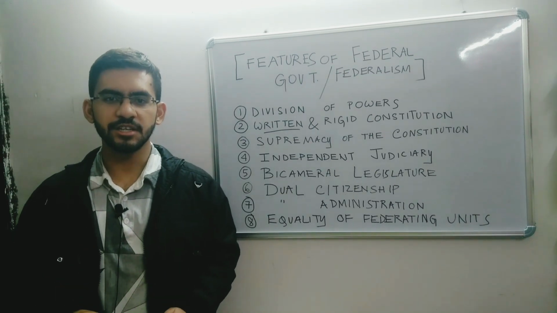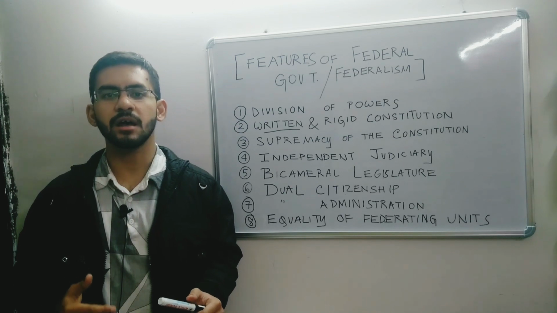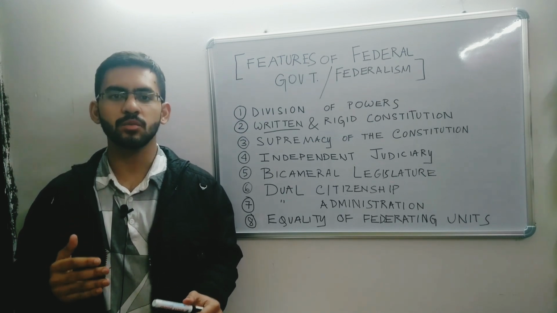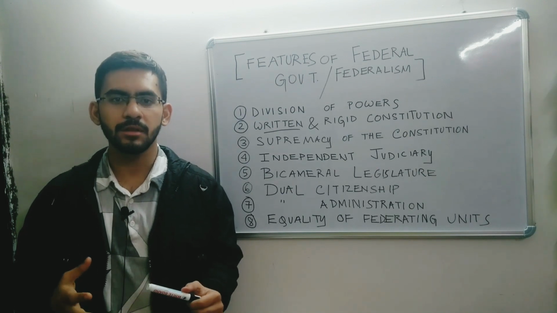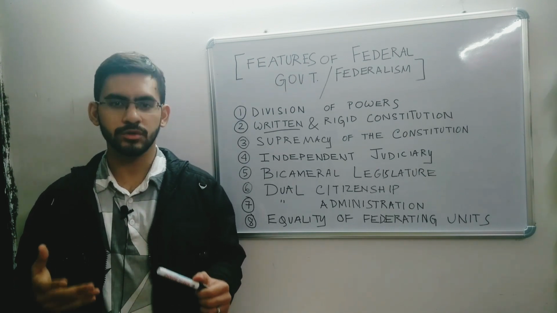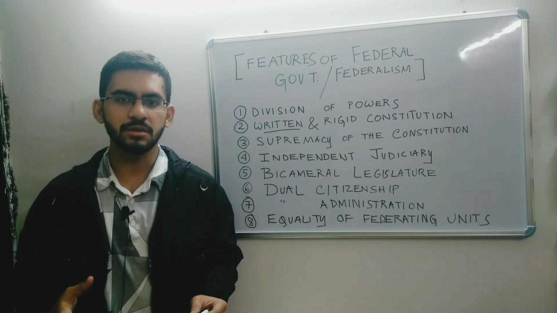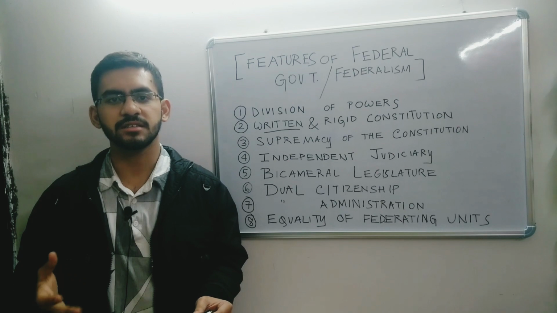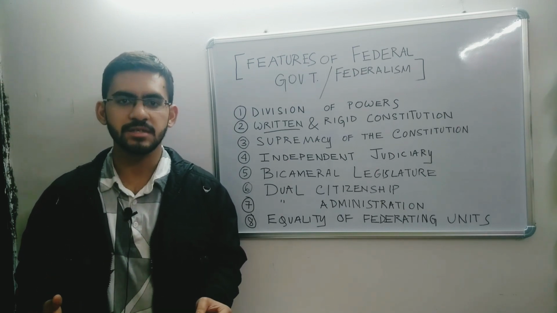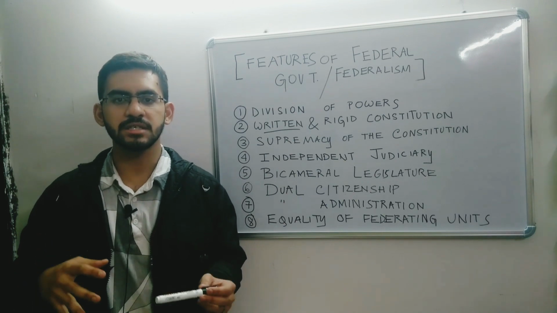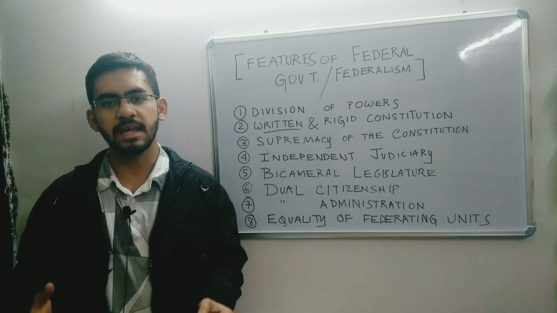Next, the legislature in a federal state is usually bicameral in nature. This means that there are two houses, one upper house and one lower house. The lower house usually gives representation to the people of the state as a whole, just like we have the Lok Sabha in India, and the upper house gives representation to the respective provinces, just like the Rajya Sabha. Similarly, in the US, the lower house is called the House of Representatives, and the upper house, which gives representation to the respective 50 states, is called the Senate.